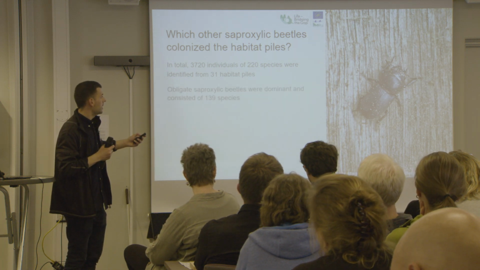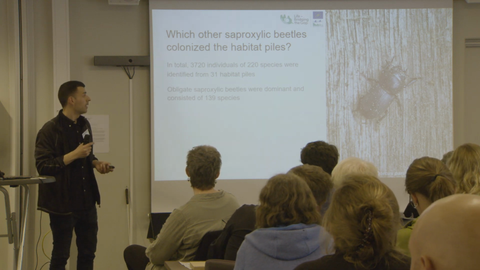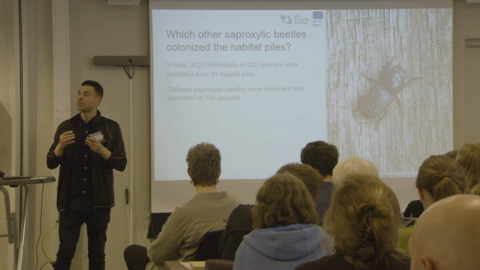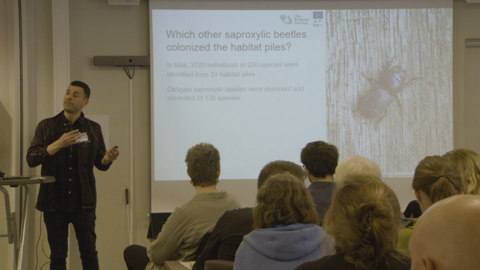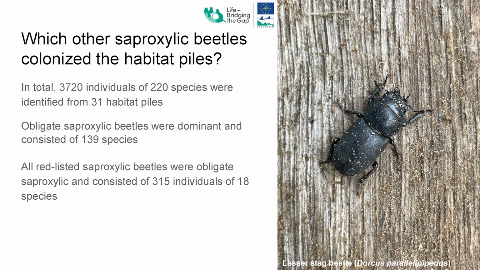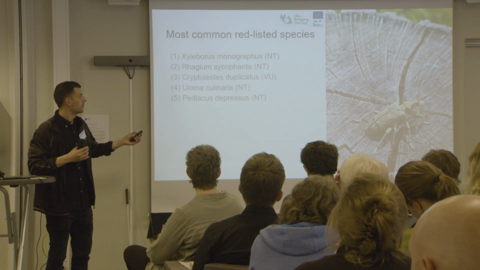And it was dominated by obligate saproxylic species, 139, which is quite surprising as well, especially when you use pitfall traps as a sampling method. You usually get a lot of the facultative ones. And 315 individuals of 18 species were red listed. And I just mentioned the 5 most common red listed species, for those that could be interested in it.